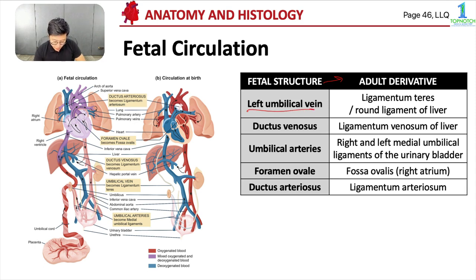So your left umbilical vein becomes the ligamentum teres or the round ligament of the liver. Your ductus venosus becomes the ligamentum venosum. Your umbilical arteries become the right and left medial umbilical ligaments of the urinary bladder. Your foramen ovale closes and becomes your fossa ovalis found at the right atrium. And your ductus arteriosus becomes the ligamentum arteriosum.